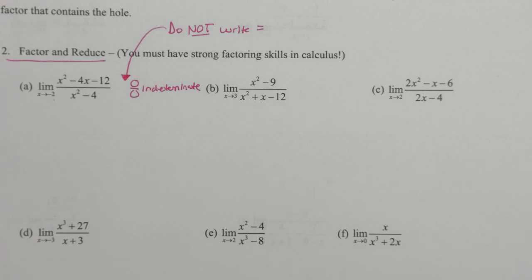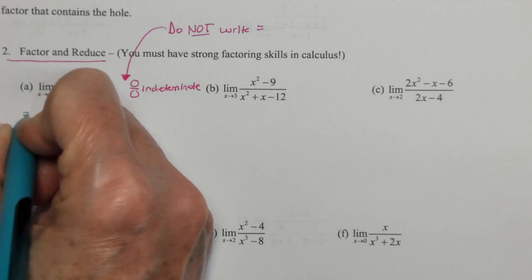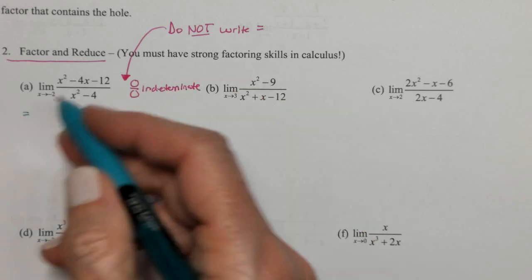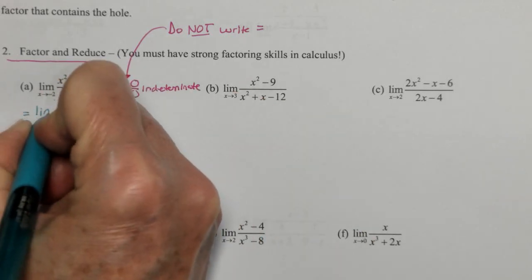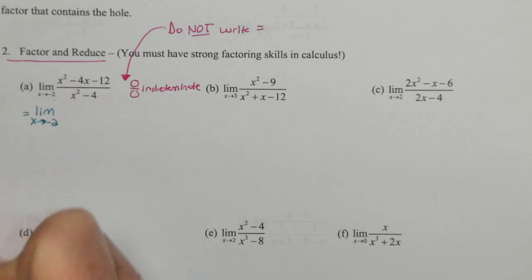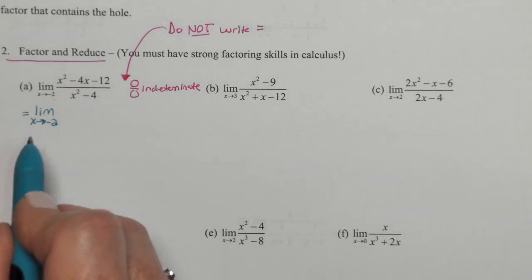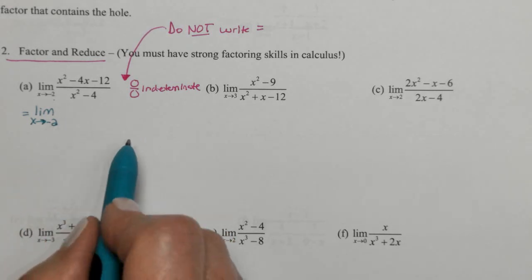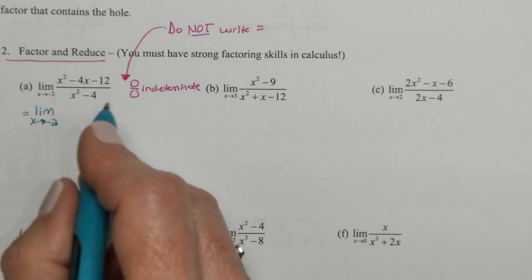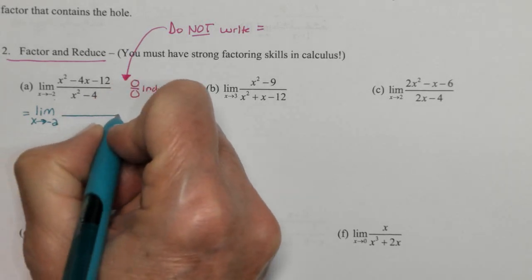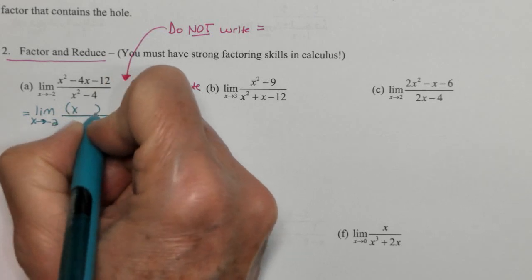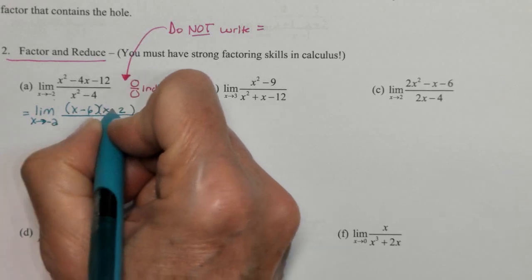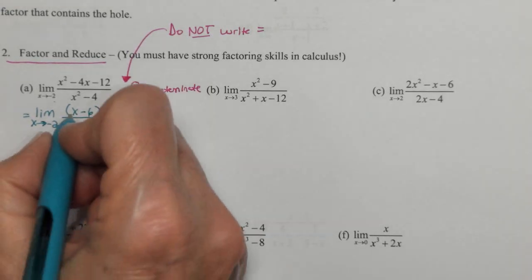All right, so what we do is we're going to go and factor. Since we tried to plug in, but we weren't successful, we have to manipulate. We have to keep writing this limit. You must keep writing limit every time until you can plug in this x value and get a real number, an answer. So I'm going to factor the numerator. The numerator will factor to an x and an x, a 6 and a 2, and the 6 needs to be a minus, like that.